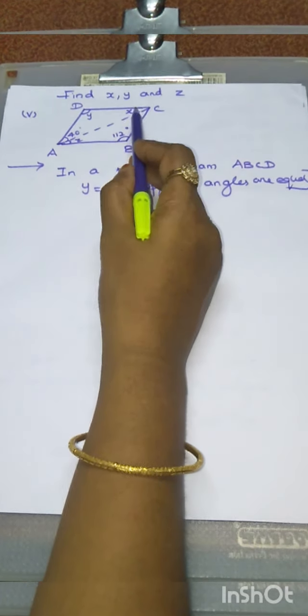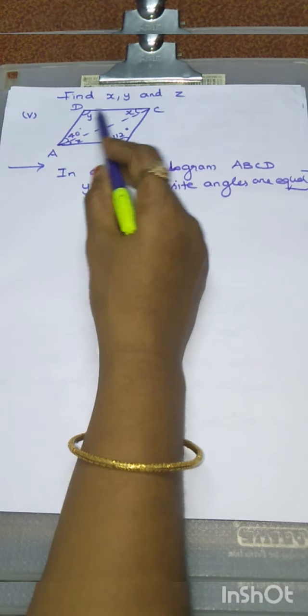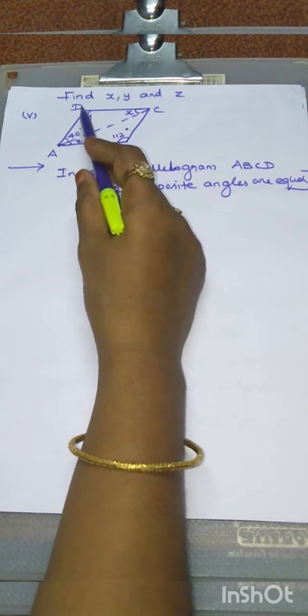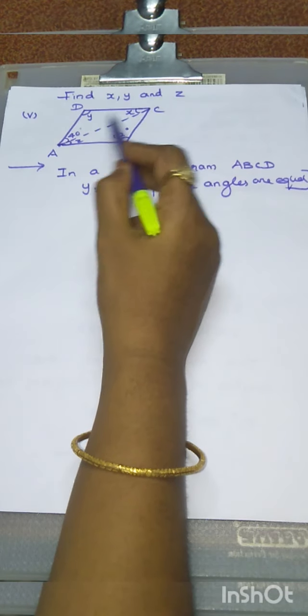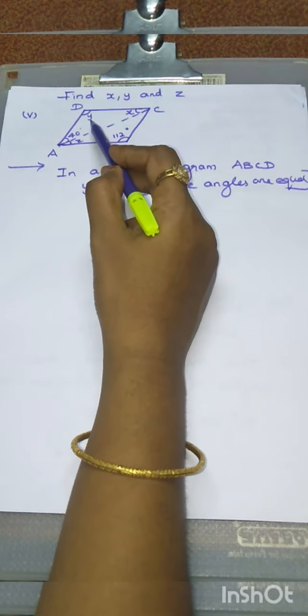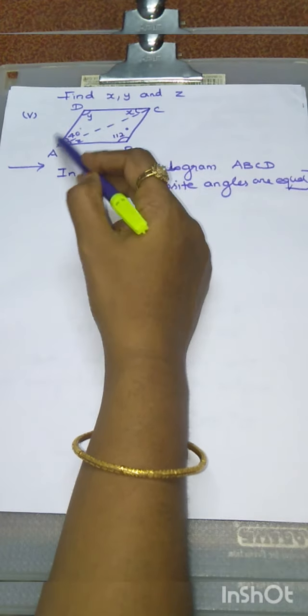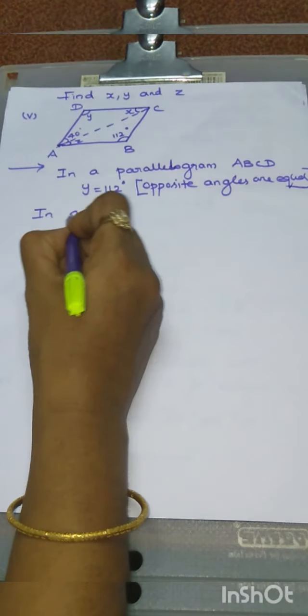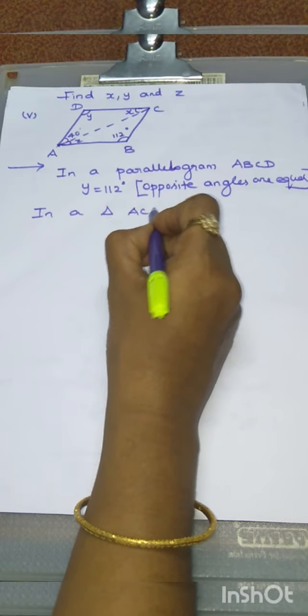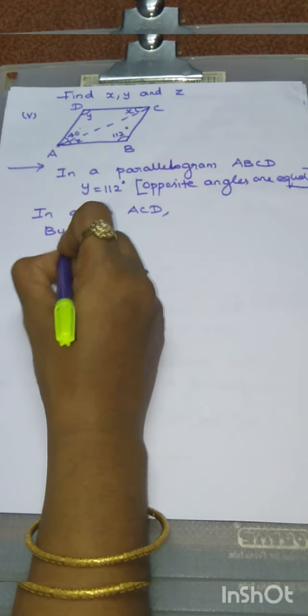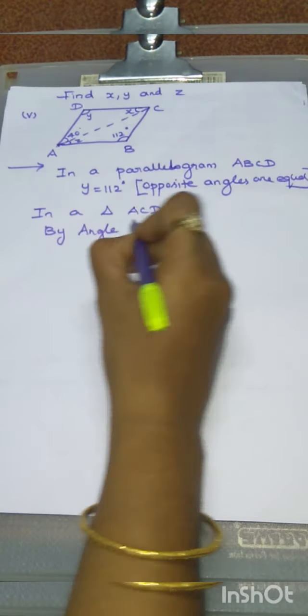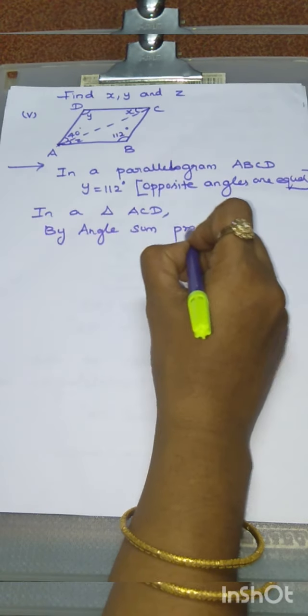Now we need X and Z value. We have to take this as one triangle ACD. In triangle ACD, we apply the angle sum property. The sum of the angles in a triangle is 180 degree. In triangle ACD, by angle sum property of a triangle.